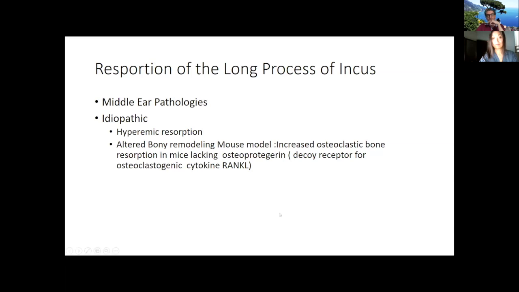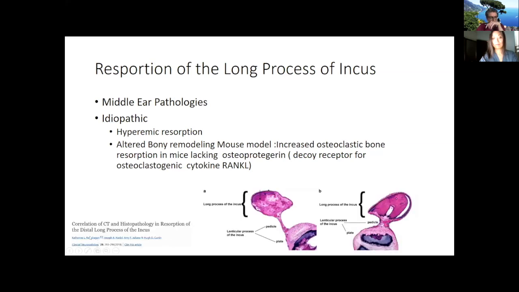Which brings me to this paper by, again, our friend Dr. Giuliano. She is prolific, as we know. Hugh and Catherine, Catherine was the first author, did a histology and a temporal bone study on a patient who had a resorption of the long process of the incus, and they confirmed the finding that in the patient with the hyperemic resorption, it was actually an abnormality of the lenticular process of the incus. You can see that the pedicle is shortened. The plate looks relatively normal.